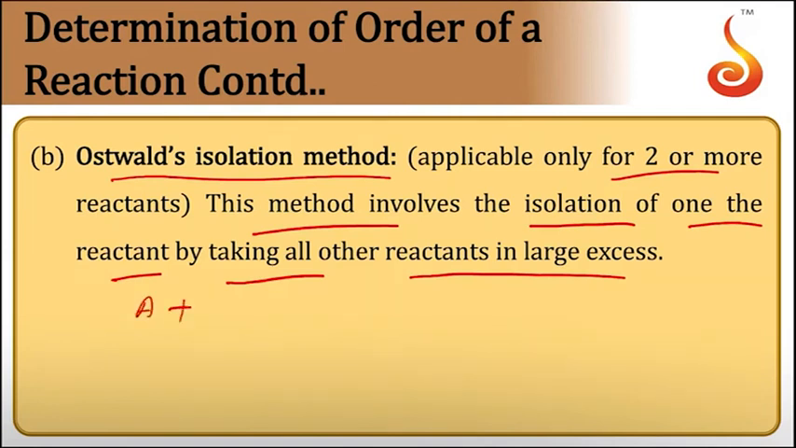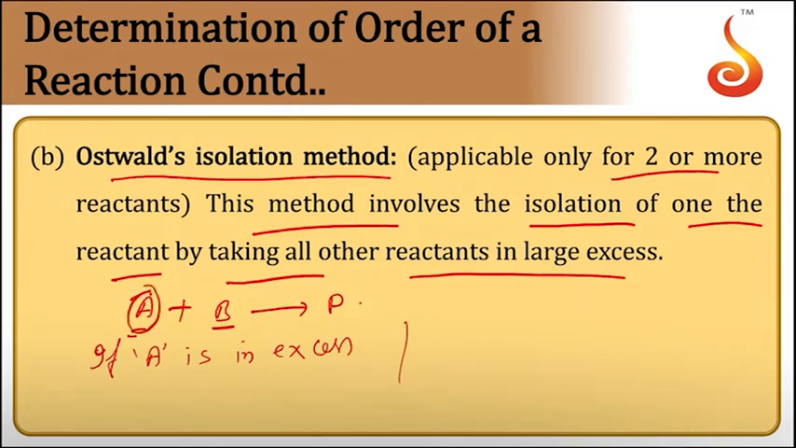Suppose you have 2 components, say A plus B, giving rise to product P we have now. Now if you take A in excess, then rate will be independent of A, and then we can find out order with respect to B. So we are taking A in excess, then the rate will be independent of A. So now we can find out the order of reaction with respect to B. In second case, we can take B in excess, then rate will be independent of B, then you can find out order with respect to A. Then you can add those two orders.